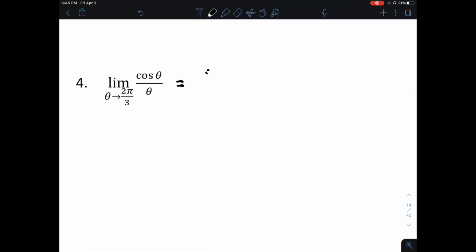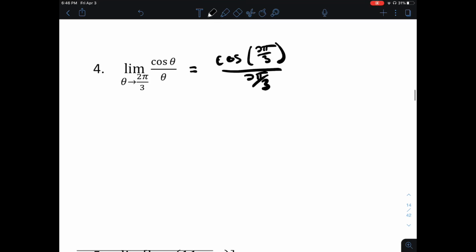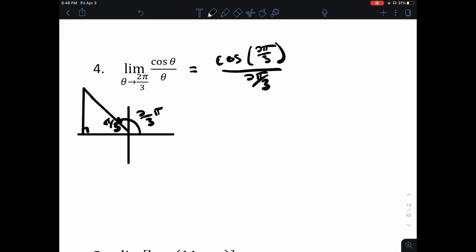Number 4, using direct substitution, we're going to have cosine 2 pi over 3 over 2 pi over 3. Now, hopefully you're thinking, oh, unit circle, this is exciting. Sure, it's exciting. 2/3 pi is going to fall in quadrant 2. And what we really would like to know is, what's the reference angle? Well, that reference angle is going to be pi over 3, which is equivalent to 60 degrees.